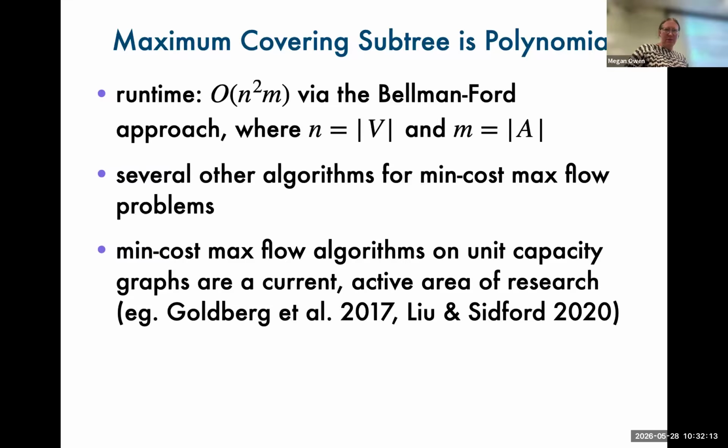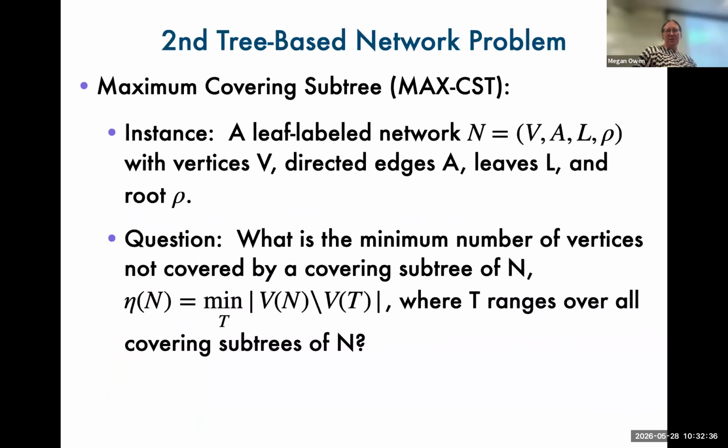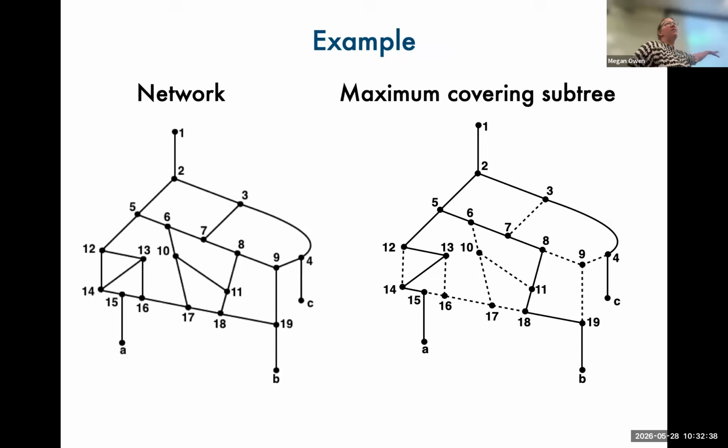Okay, so that was that problem. So the open problem, if anyone's interested, is, like I said, in that paper where they presented different ways of measuring how close to a tree-based network a network is. One of the other ones they gave is: what's the minimum number of rooted trees with the same leaf set required to cover all the vertices? In this case, where one tree doesn't cover it, could you put just one more tree in to pick up all those extra vertices, or no?